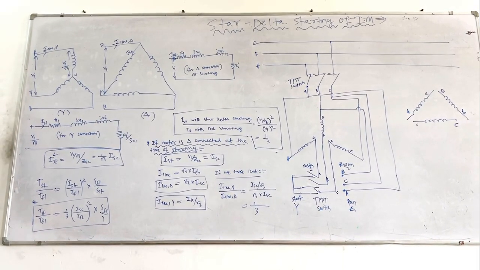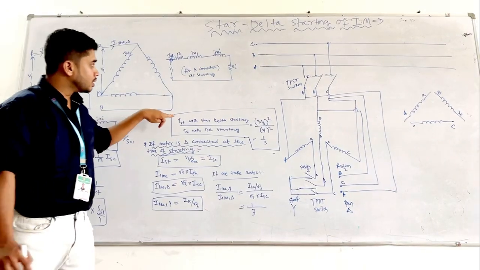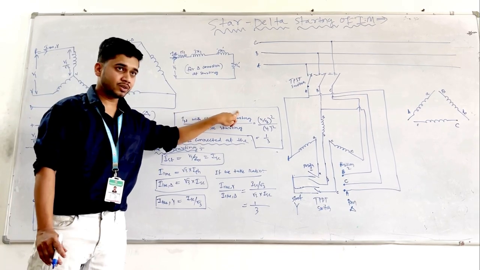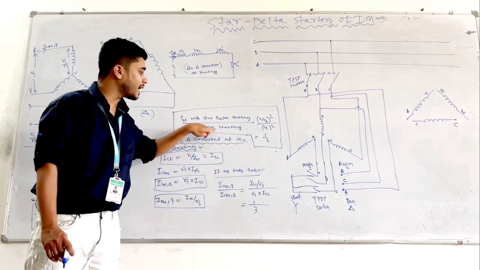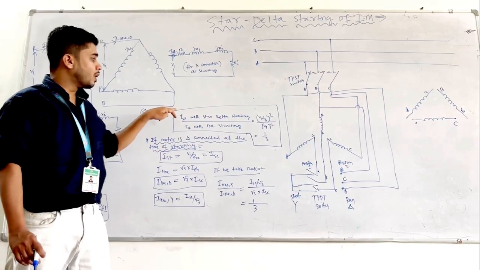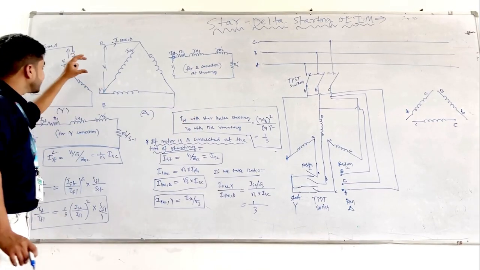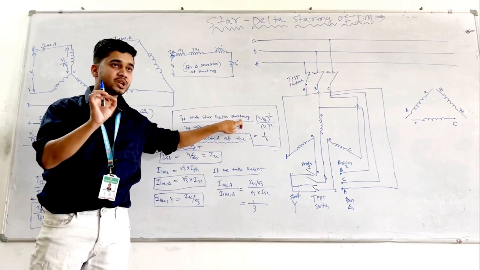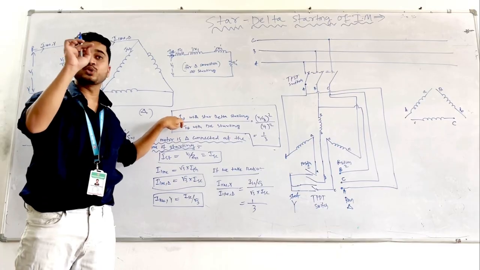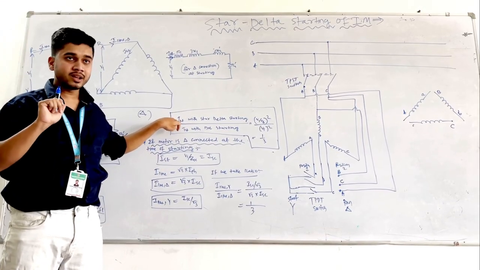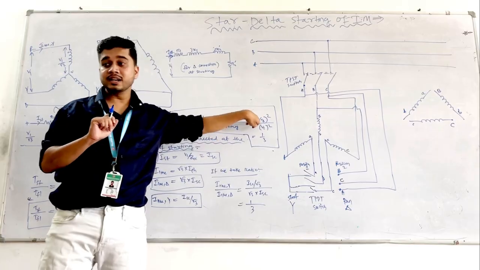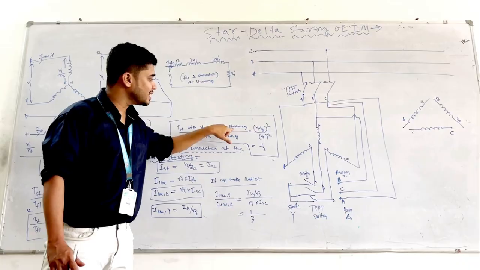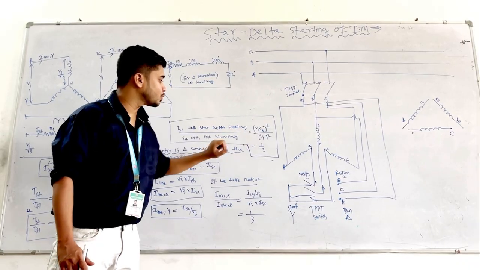Okay, then the ratio of starting torque with star delta starting divided by starting torque with direct online starting. Now, how much voltage is the winding getting in case of star delta starting? That is V1 by root 3, and you know that the starting torque is proportional to applied voltage whole square. So the applied voltage is V1 by root 3, its whole square. Starting torque with star delta starting is equal to V1 by root 3 whole square.